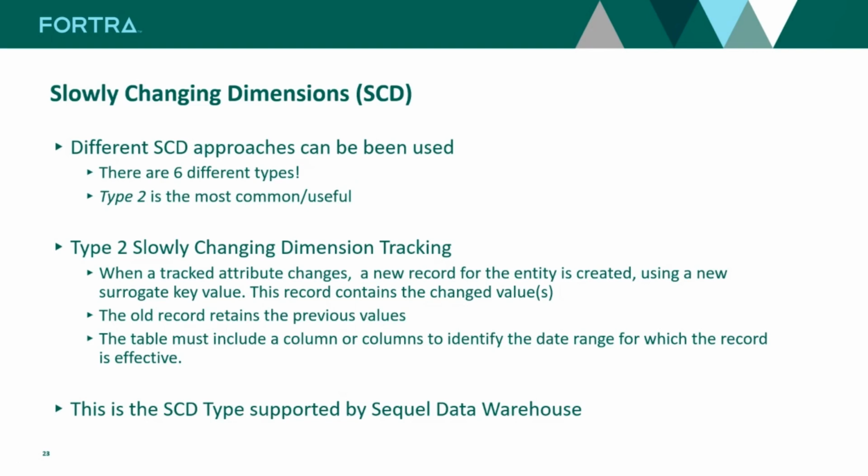The ETL process that loads the dimension table is designed to identify changes to the tracked attributes of an entity. When a change is detected, a new row is written to the dimension table using a new surrogate key value. The existing row retains the previous values of all of the attributes of the entity. The dimension table also includes columns to specify the date range for which each version of the record is in effect. SQL Data Warehouse has full support for Type 2 slowly changing dimensions.